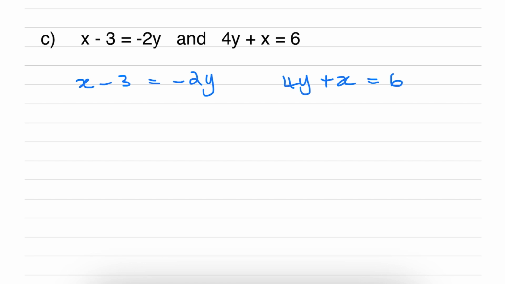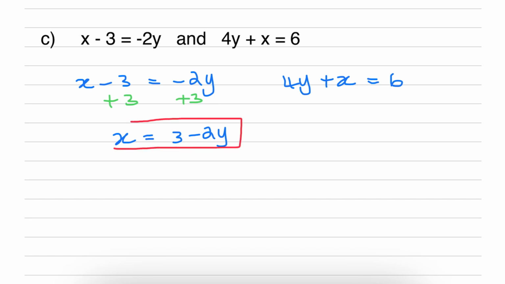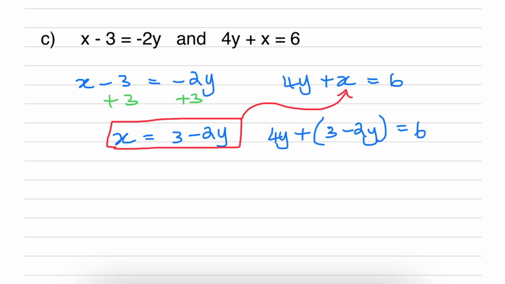Now, to make x the subject of the formula, we'll go ahead and add 3 to both sides so that x can be equal to 3 minus 2y. Okay, remember it's important to either make x or y the subject of the formula. Okay, so here we have x the subject of that equation. Now we're going to substitute the expression for x, in place of the variable x. So 4y plus x, x is equal to 3 minus 2y. So that's what you substitute.